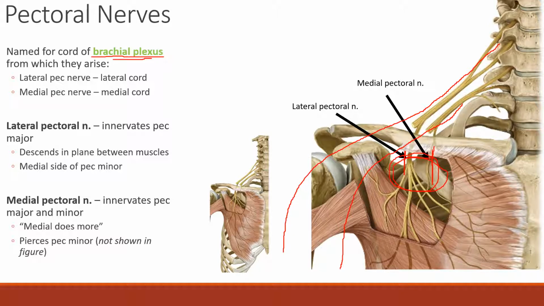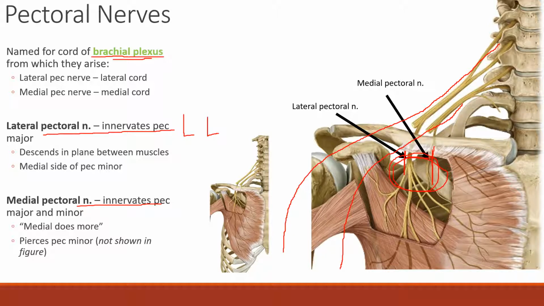And so just to remind you of what we referenced on the earlier slide, the lateral pectoral nerve innervates the pectoralis major only. The mnemonic for this is the lateral pectoral nerve does less. All right, lateral less. It only does one muscle. Whereas the medial pectoral nerve innervates both pectoralis muscles. The medial does more, and the medial is also the only innervation of pectoralis minor.